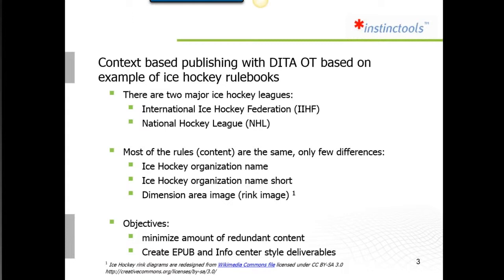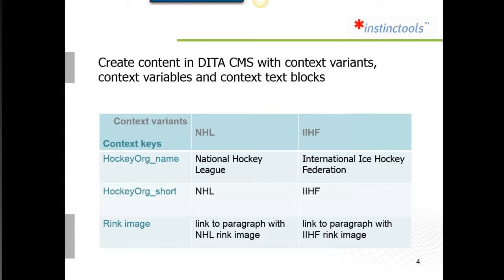For this task, we set the objectives that we want to minimize the amount of redundant content and then later create an EPUB and an Eclipse Help infocenter style output. For doing so, we have to create content in the DITA CMS with context variants, using context variables and text blocks. The context variants are the NHL and the IIHF, and then we define some context keys like the organization name, the hockey organization short name, and the rink image. For the rink image, we will use a link to a paragraph including the link either of the NHL or the IIHF.